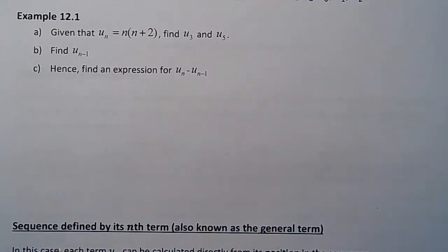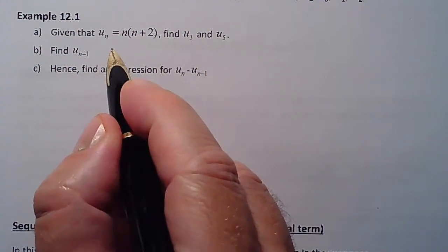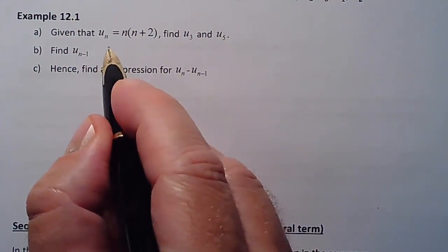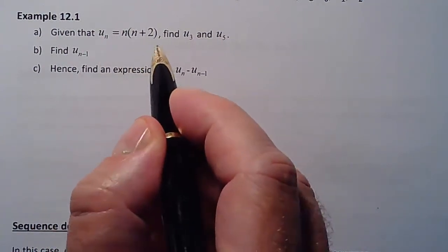Okay, in this example we've got an expression for un. We pronounce this un. That n is called a subscript or a suffix. So if I want to know what un is, I need to know a value for n, and I just plug it into the formula.